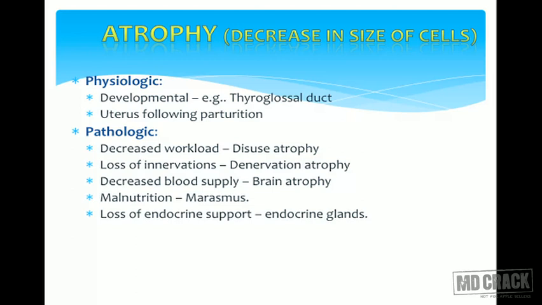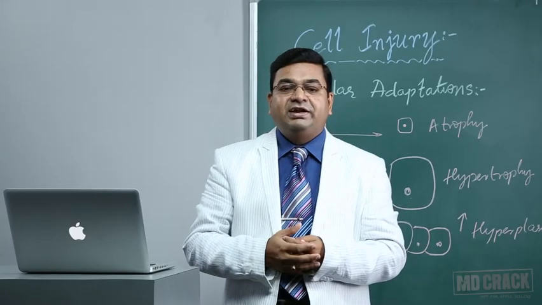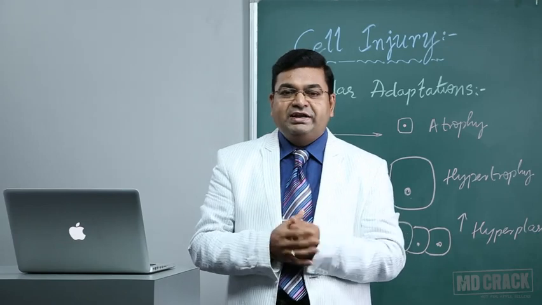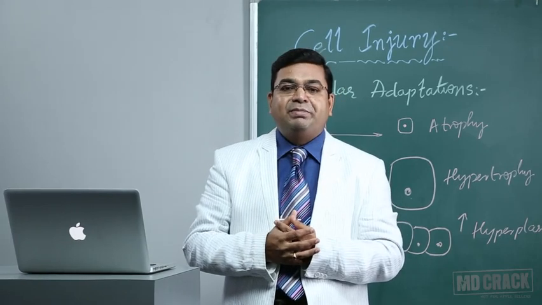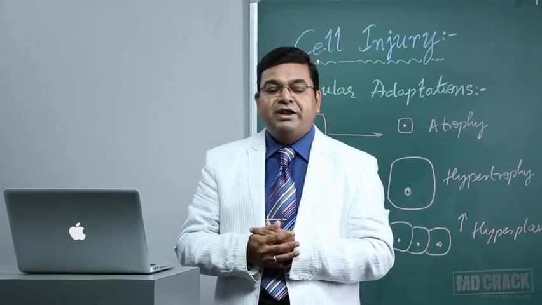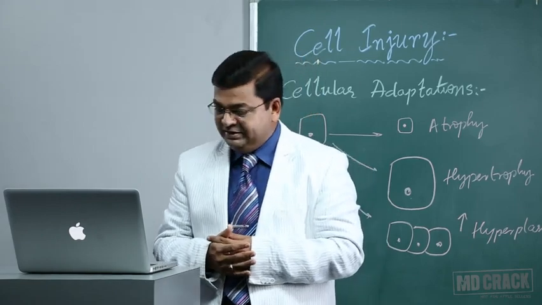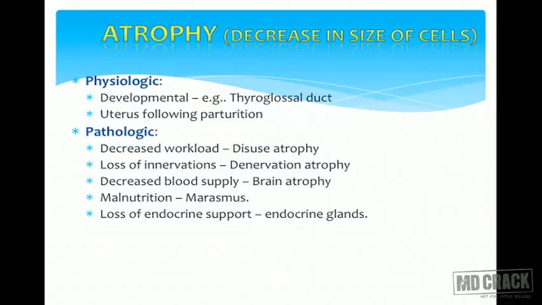Decreased blood supply. If there is decreased blood supply to the brain, atrophy of the brain parenchyma will take place. That is what happens in the senile aging process. The cerebral arteries will undergo atherosclerotic narrowing, there is decreased blood supply to the brain, and that's why the brain will undergo senile atrophy. Malnutrition: for example, in marasmus babies, the skeletal muscle fibers will undergo atrophy because of this.